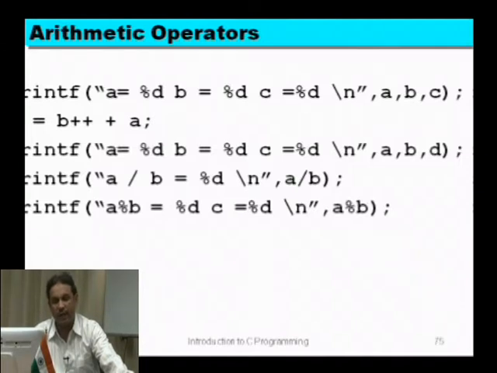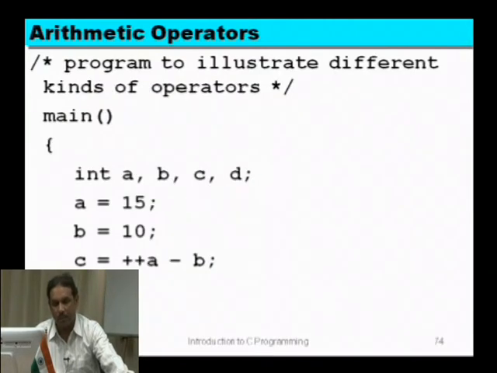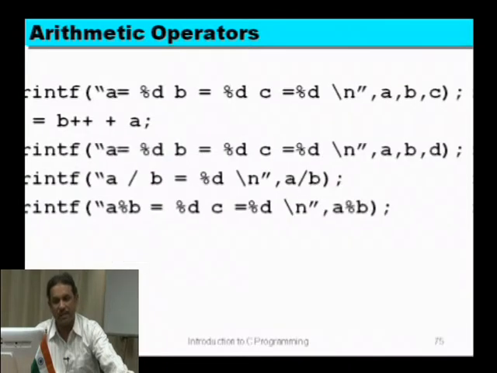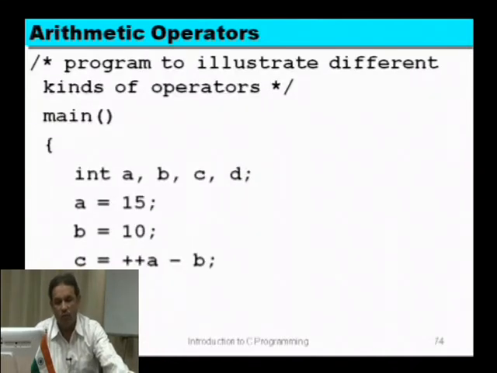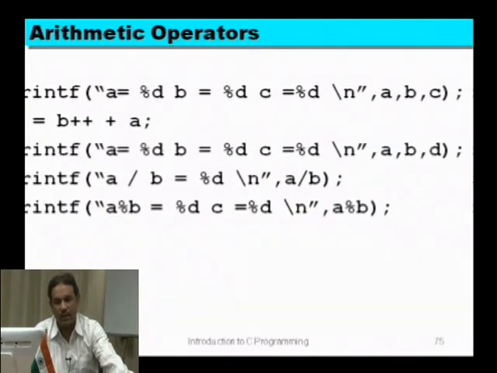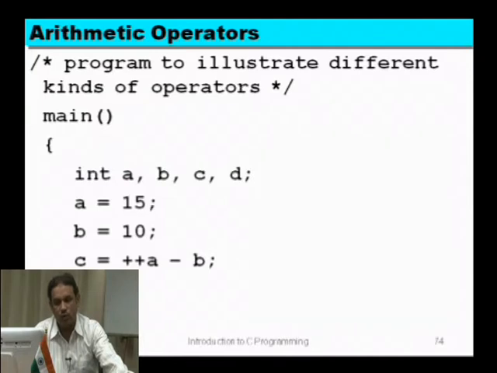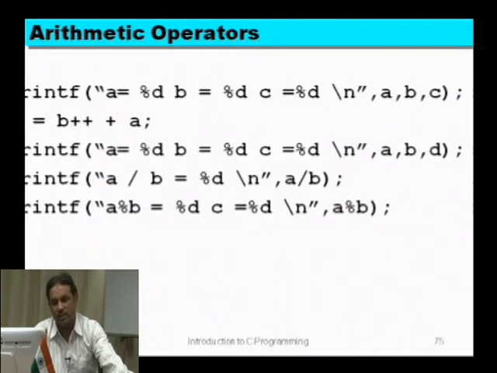Then next, d is equal to b++ plus a. What is the value of d now? d is equal to b++. What is the value of b? b is 10. What is b++? b++ is a post-increment operator. So what is the post-increment? First the value is used, then the value is incremented by 1. The value of b is 10, and 10 plus a, where a is 15, becomes 25. So the value of d is 25. So the value of a is 15, b is 10, and d becomes 25.